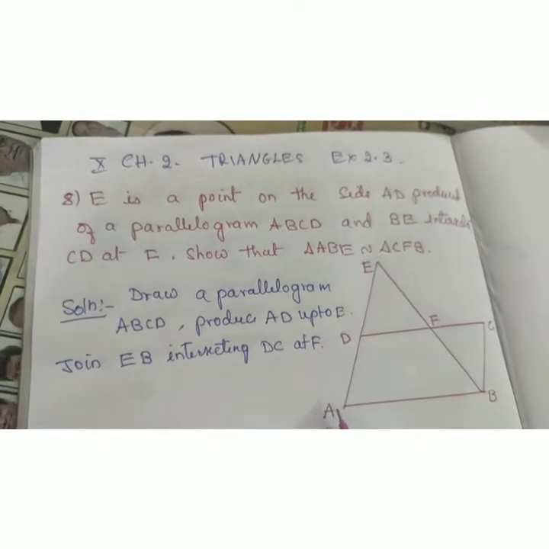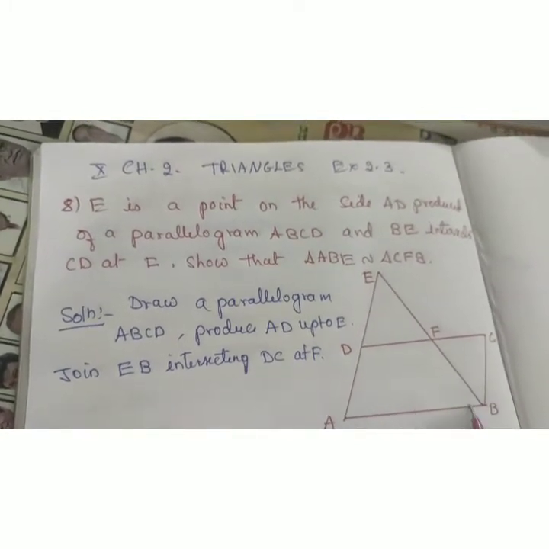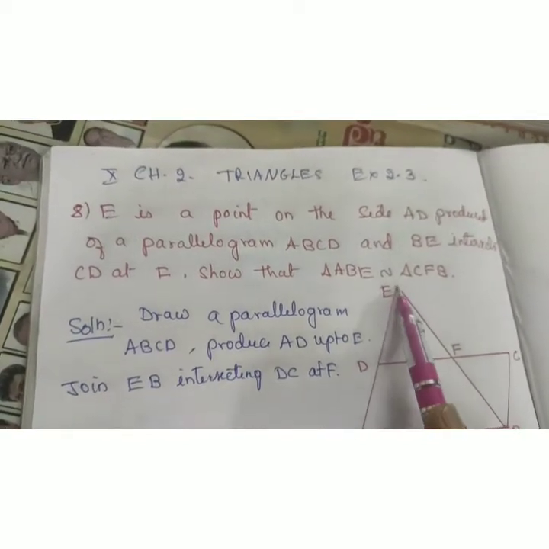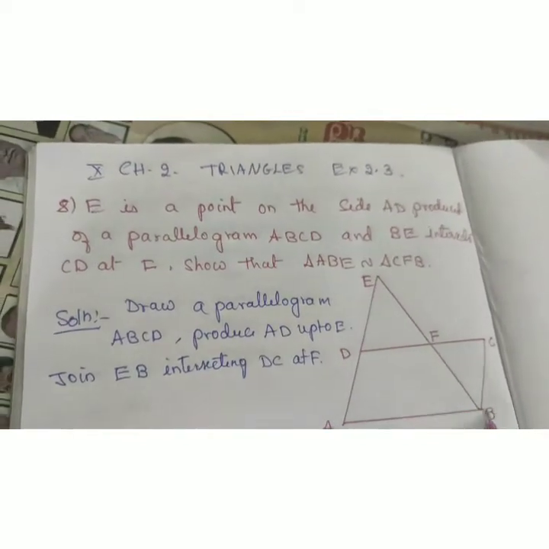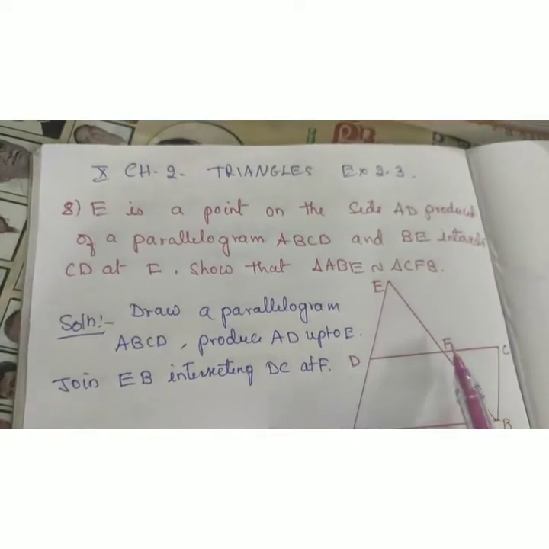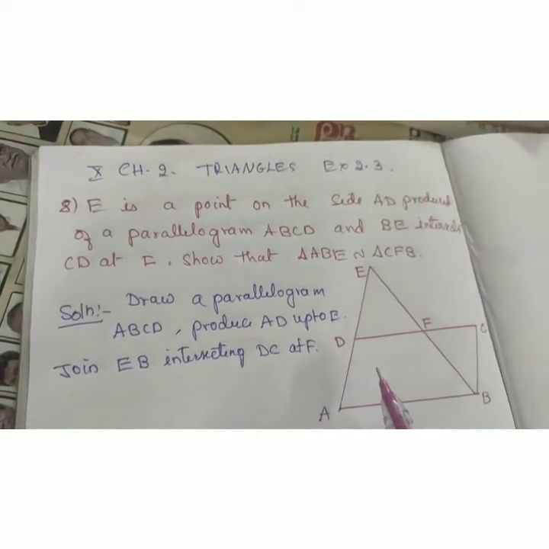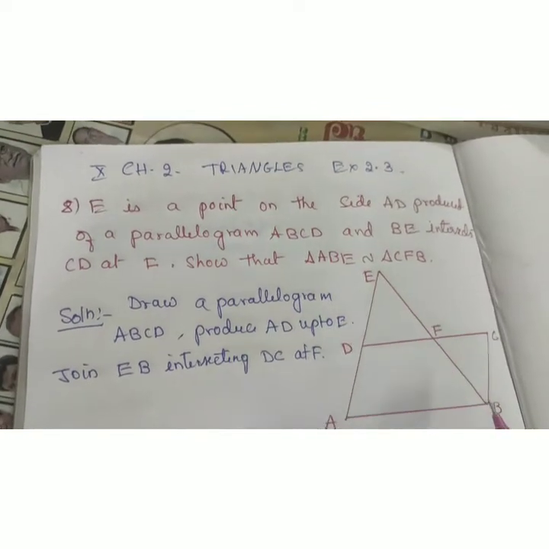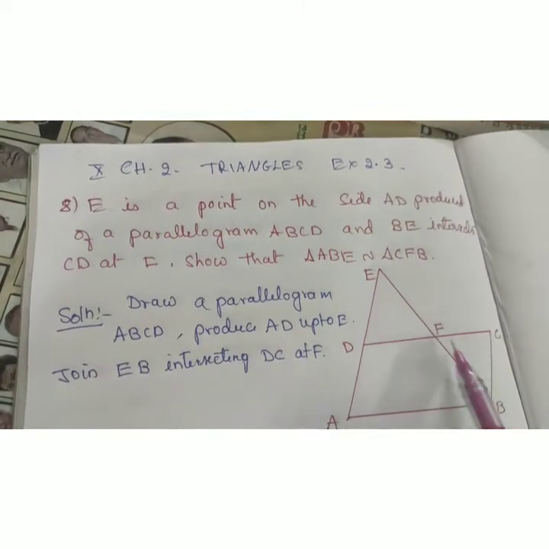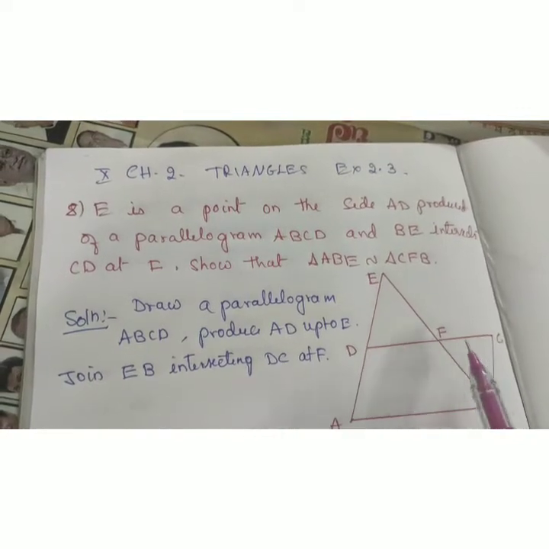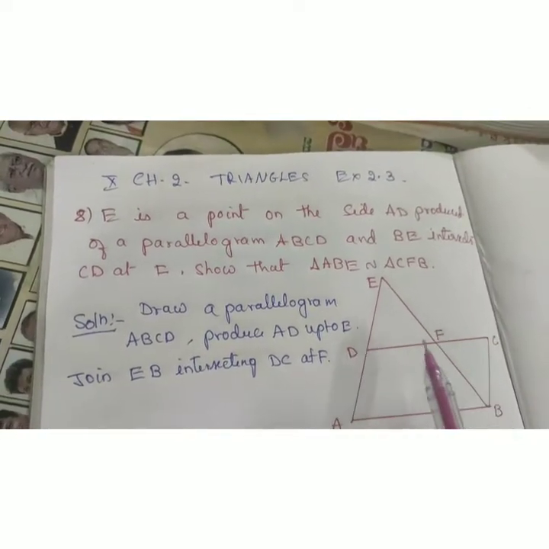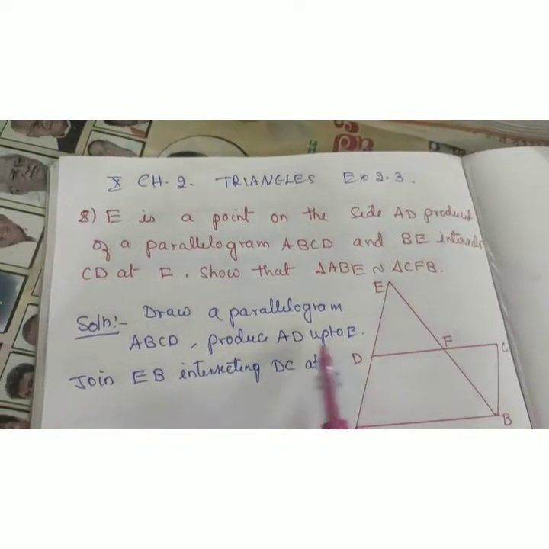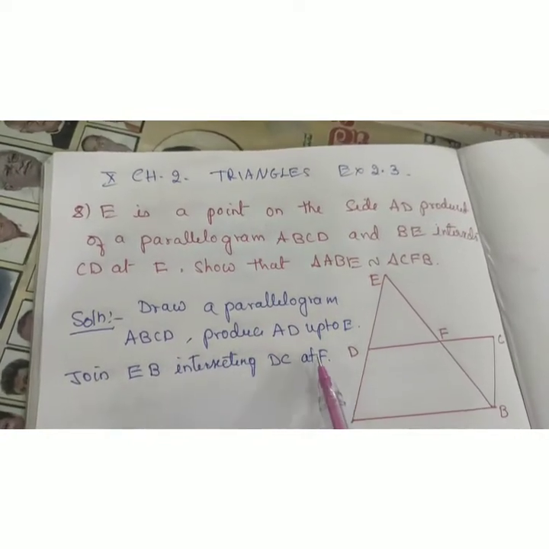So let us draw a parallelogram. ABCD is a parallelogram and side AD must be produced up to E. Then join EB such that it will intersect CD at F. Now we need to prove triangle ABE is similar to triangle CFB. These two triangles we need to prove they are similar. So first let us draw a parallelogram ABCD, produce AD up to E, join EB intersecting DC at F.